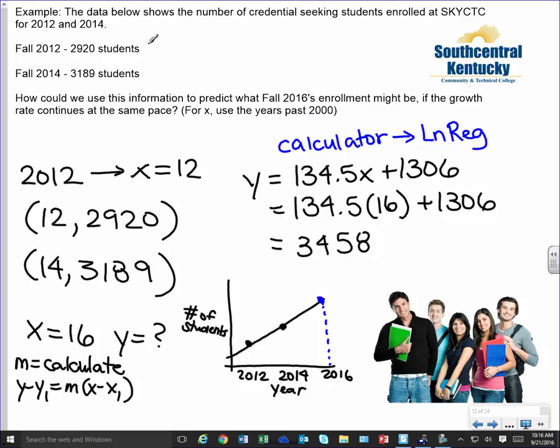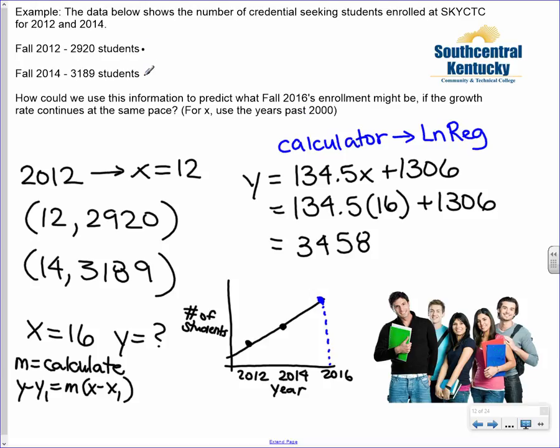The first thing we need to do, we've got 2 points that it told us about, but we need to convert those into XY points, right? So we're going to use X as the years past 2000. Okay, so our X value here, we're talking about 2012. So 2012 is how many years past 2000? It's 12, right? So our X value is going to be 12.